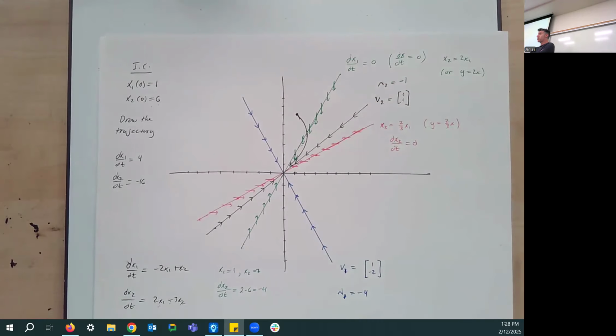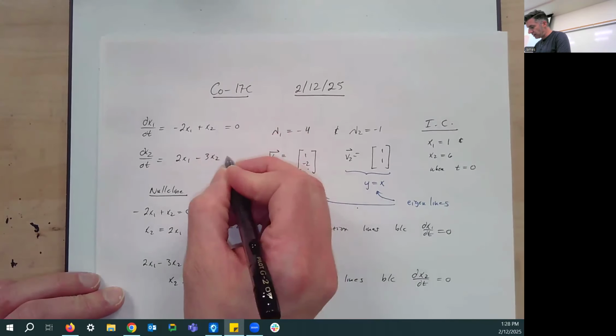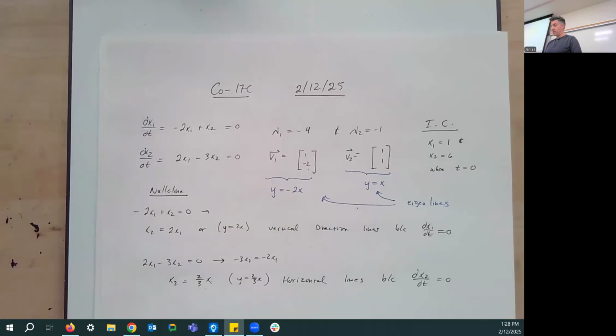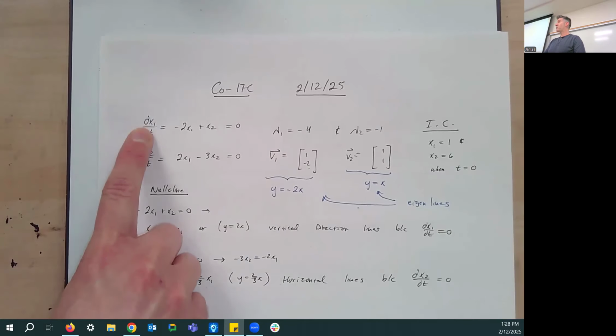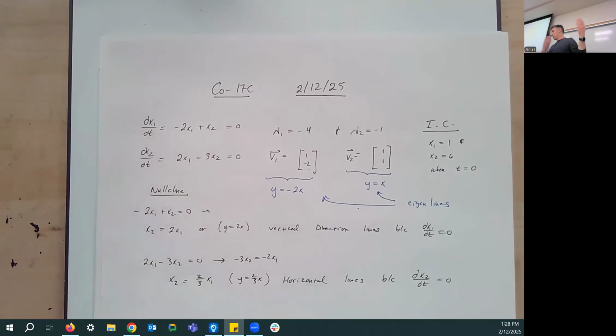Yes. Why one is vertical and one's horizontal? Well, how are we finding the null lines? Specifically, to find the null lines, I'm setting this equal to 0 and this equal to 0, right? So when I set the derivative of x1 equal to 0, that means x1, everything is x, isn't changing. So there's no change in the x direction, which means everything has to be in the y direction.